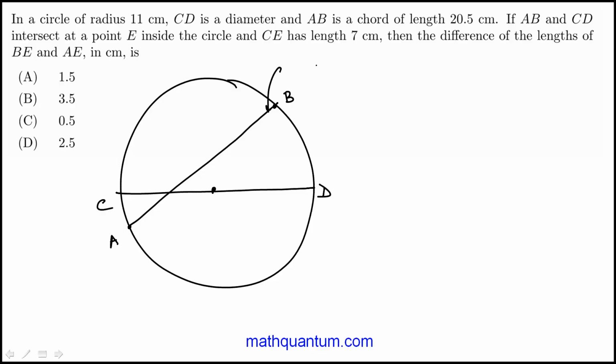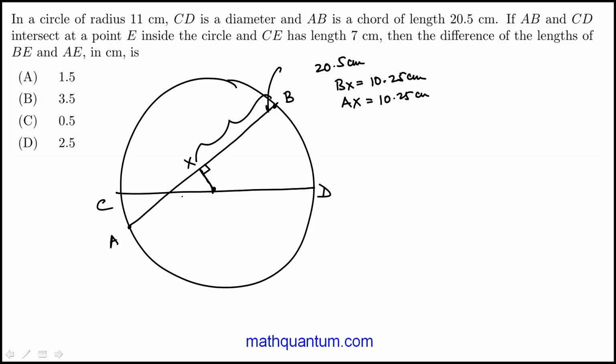So here this chord has a length of 20.5 centimeters. From here, if you draw an altitude, this is going to split the chord into two equal parts. Let me just call that point X. So BX would be half of that, 10.25 centimeters, and same thing, AX would also be 10.25 centimeters.